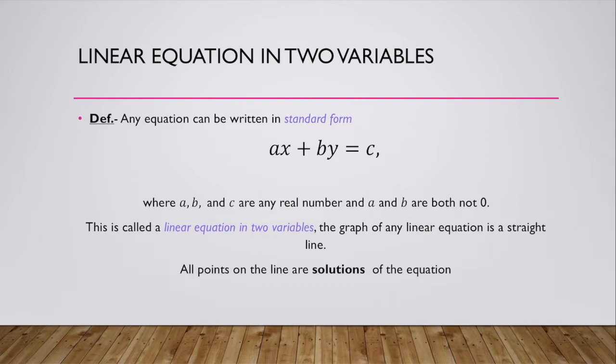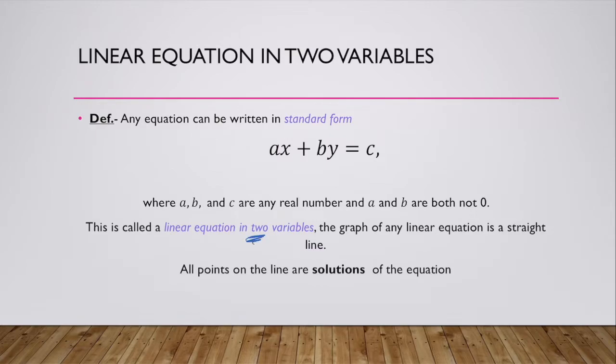So now would be a good time to define what a linear equation in two variables is. Any such equation can be written in standard form, which is ax + by = c, where a, b, and c are any real numbers, and a and b are not both 0, because if they both were 0, we'd just have a constant. This is a linear equation in two variables.